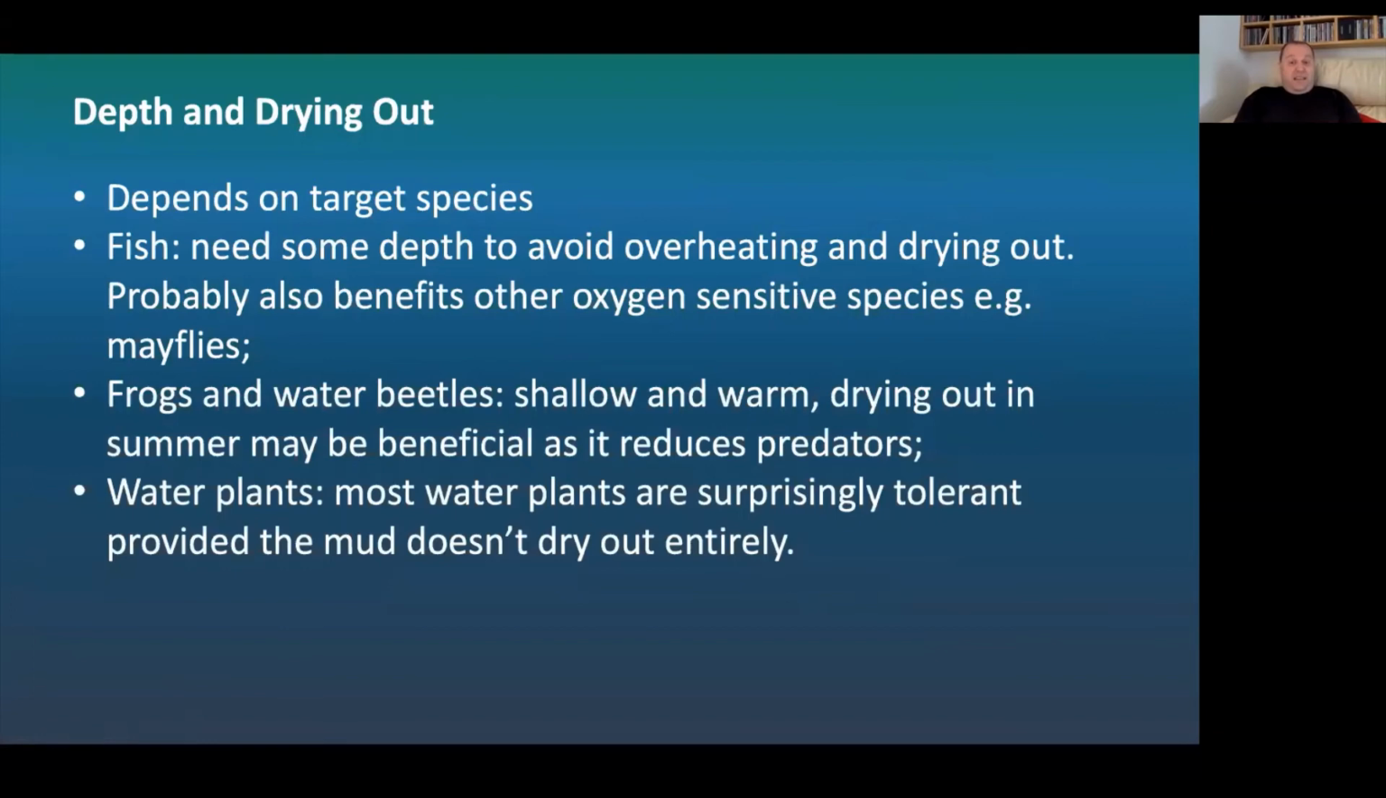Frogs, I think, would like it to dry out in summer because that reduces predators. They seem to be very, very sensitive to predator accumulation. And so having something that dries out is probably quite good for them. And water plants are surprisingly tolerant, provided the mud doesn't dry out entirely, and I'll show you some photos of that a bit later.